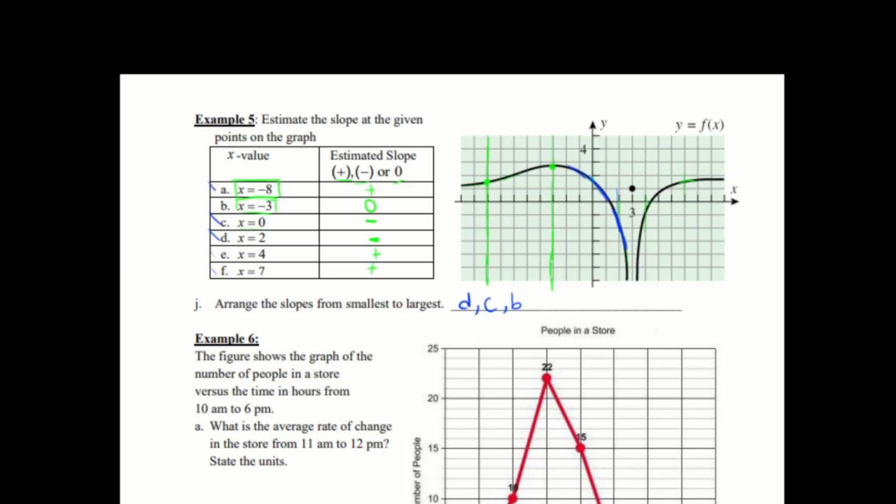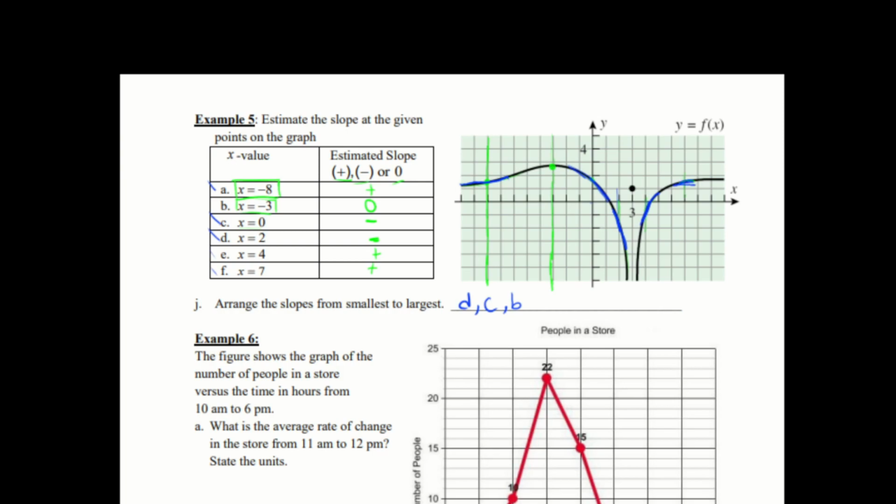Right, we'll start with x equals -8. It's not very steep, right? Let's look at E, x equals 4, right? And it's steeper than A. And let's look at the F, right?